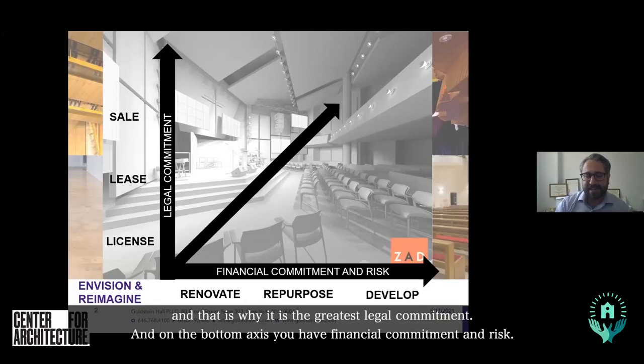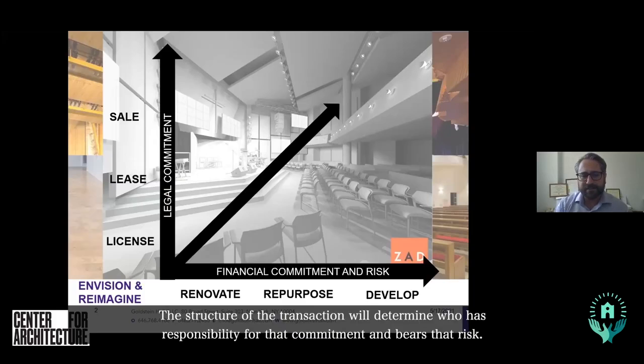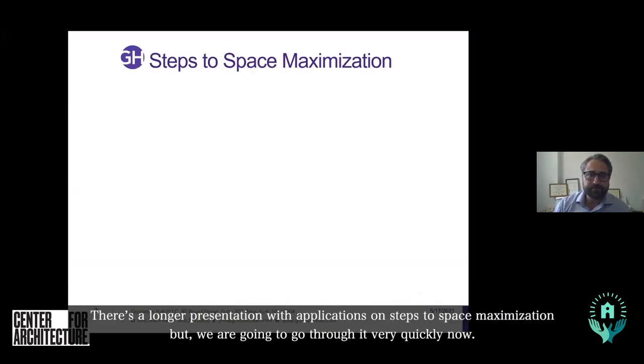And on the bottom axis, you have financial commitment and risk. And this could be your financial commitment and risk, or that of the owner, the developer. The structure of the transaction will determine who bears that, who has responsibility for that commitment and bears that risk. Okay, so there's a longer presentation with applications on steps to space maximization, but we're going to go through it very quickly now.